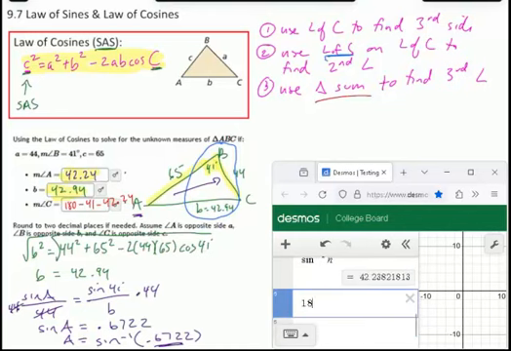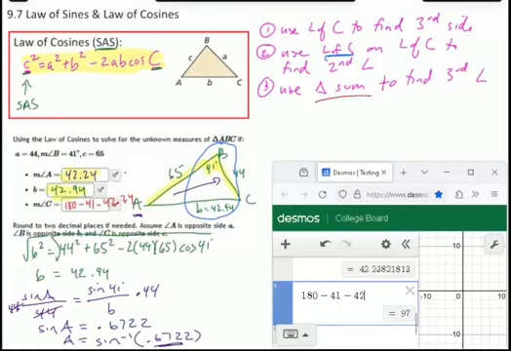And if I do calculate that, 180 minus 41 minus 42.24, again, I'm not using the exact number here because I don't want my rounding to give me different values, but I get 96.76 for my final answer, which you can either write in the calculated form, or as that rounded decimal. Okay, and so that would be the measurements for this.